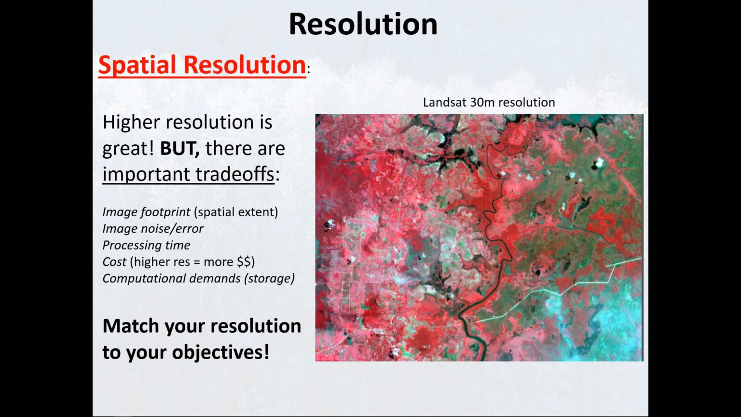Now you may be thinking to yourself, well, why don't we always use the highest resolution imagery possible? Because high res is great. Sure it is, but there are several important trade-offs to consider when deciding what type of imagery to use for your objectives. First, image footprint, or how much land the image covers. Covering a massive amount of area is nice, but it comes at the cost of reduced spatial resolution, or higher pixel size. Similarly, covering a lot of ground, as from a satellite platform, also introduces a lot of image noise and error. Cloud cover, like we see in this Landsat image, for example.